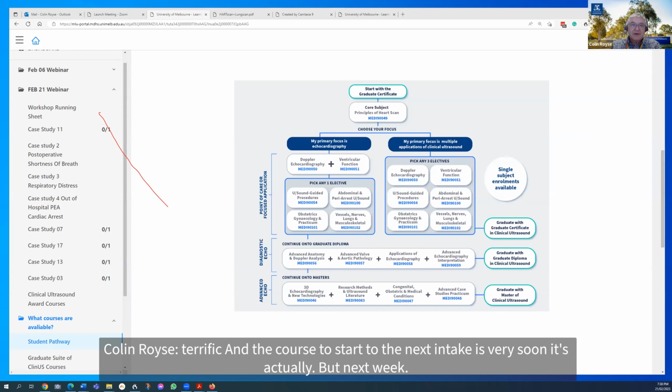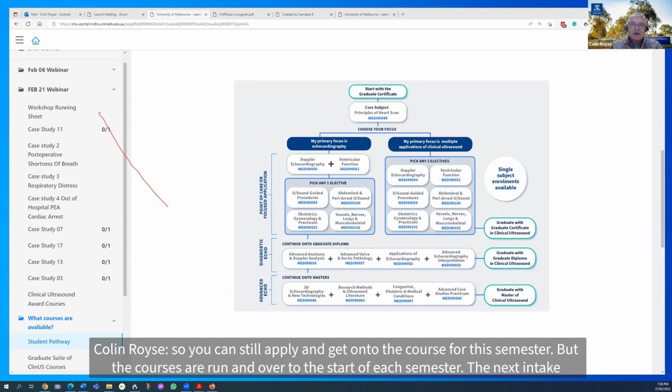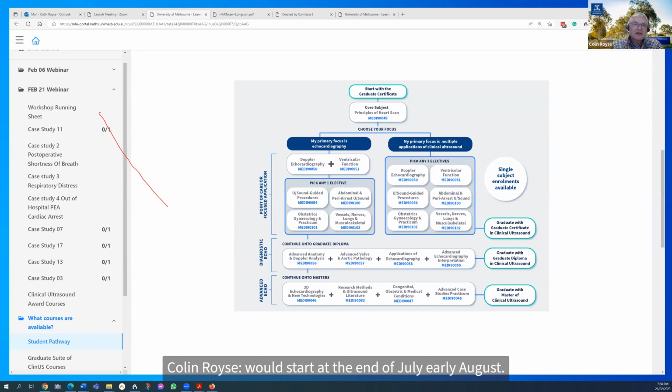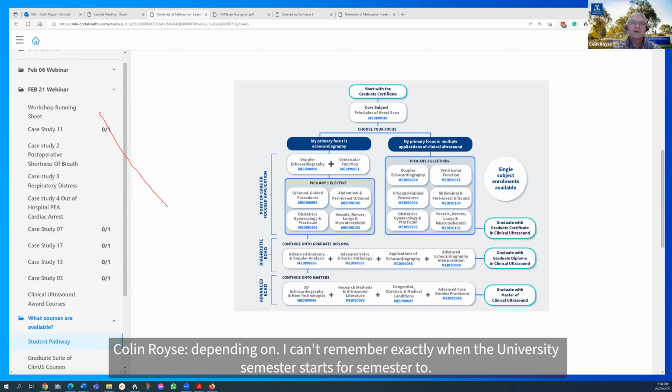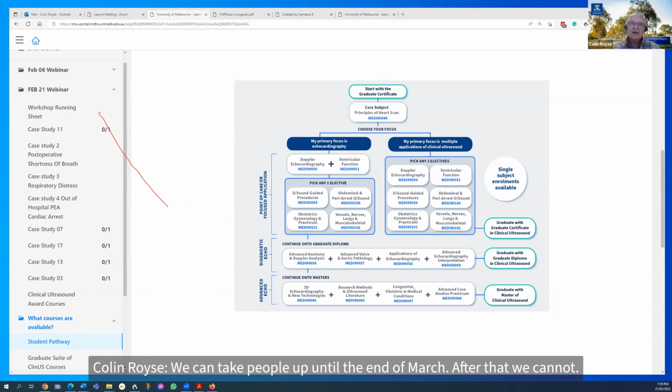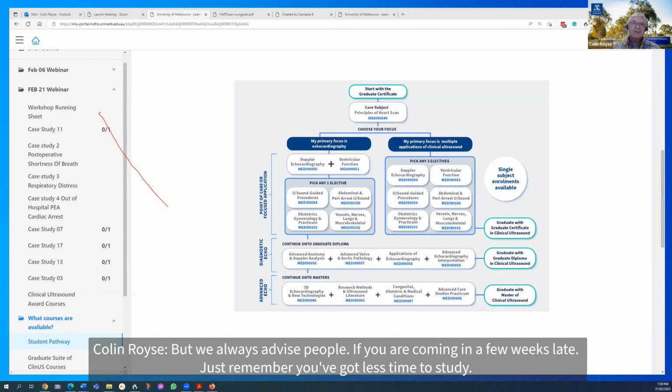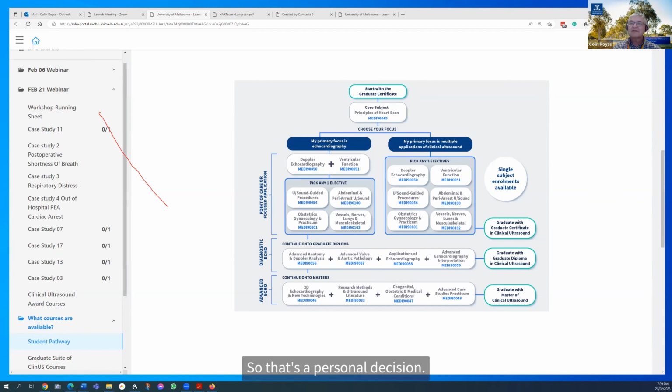So the next intake is very soon. It's actually like next week. So you can still apply and get onto the course for this semester. But the courses are run twice a year, in other words, at the start of each semester. The next intake would start at the end of July, early August, depending on, I can't remember exactly when the university semester starts for semester 2. We can take people up until the end of March. After that, we cannot. But we always advise people, if you are coming in a few weeks late, just remember you've got less time to study. So that's a personal decision.